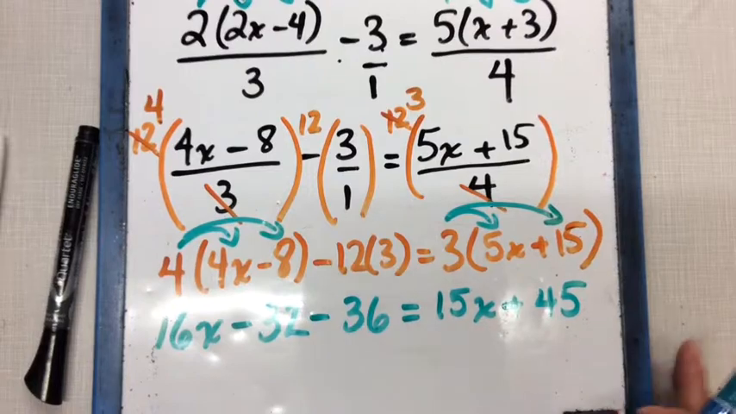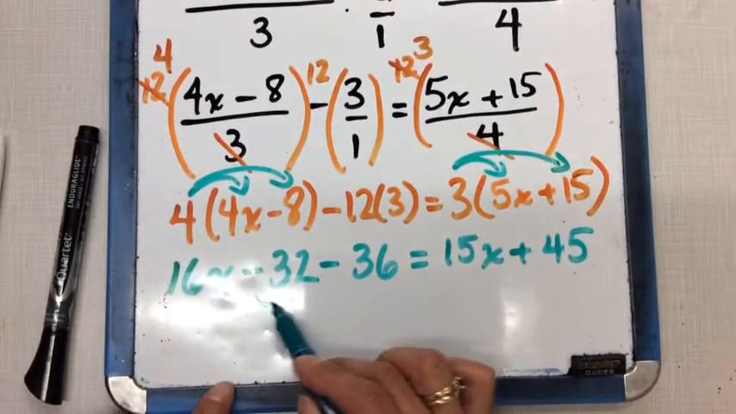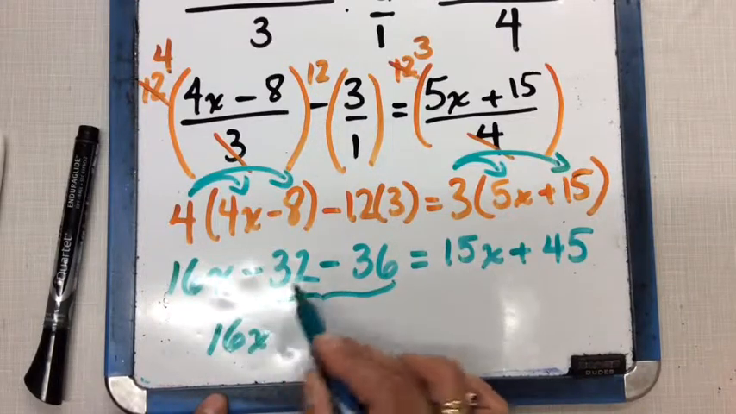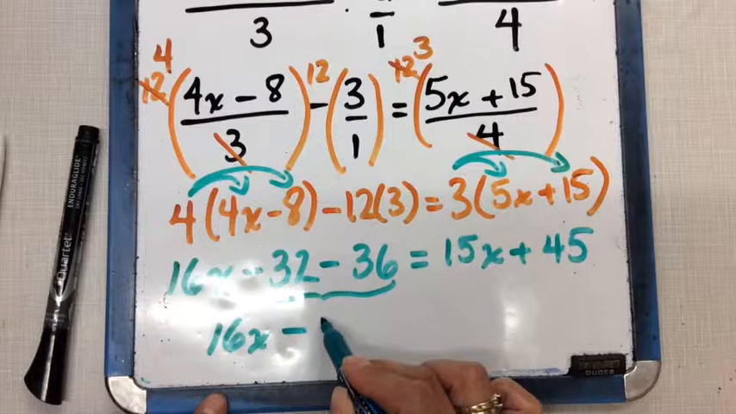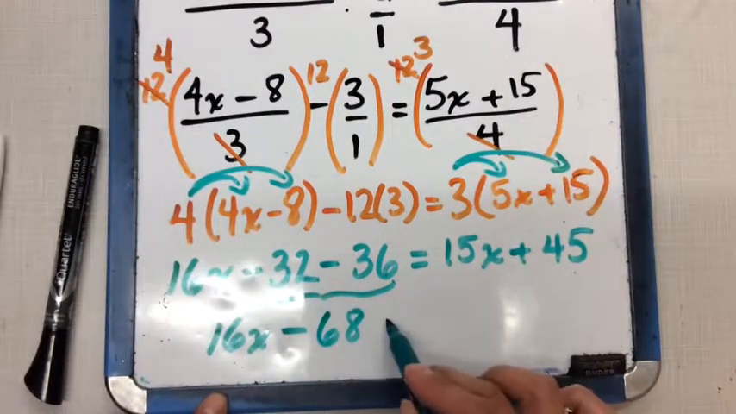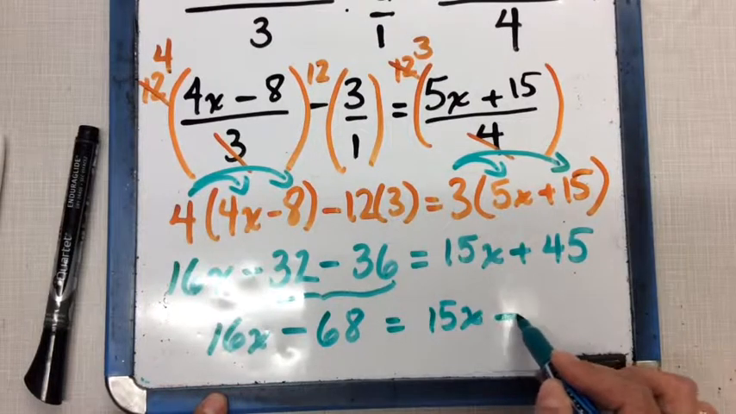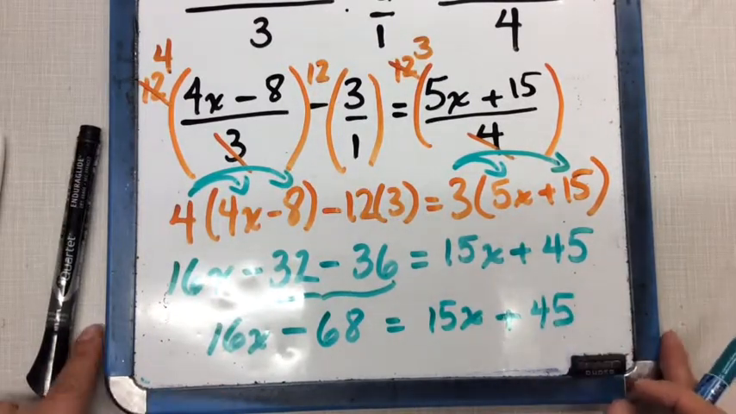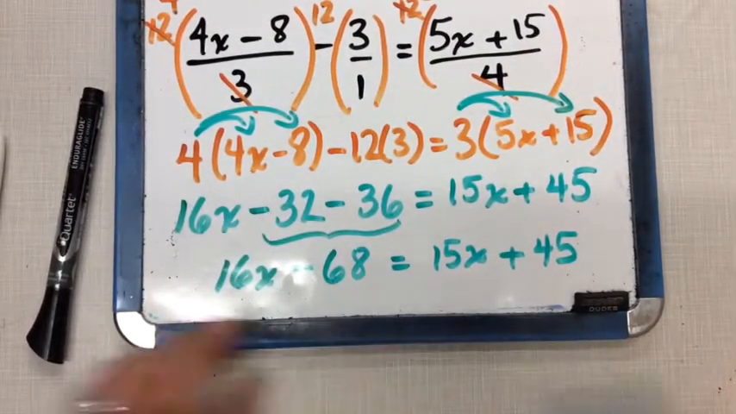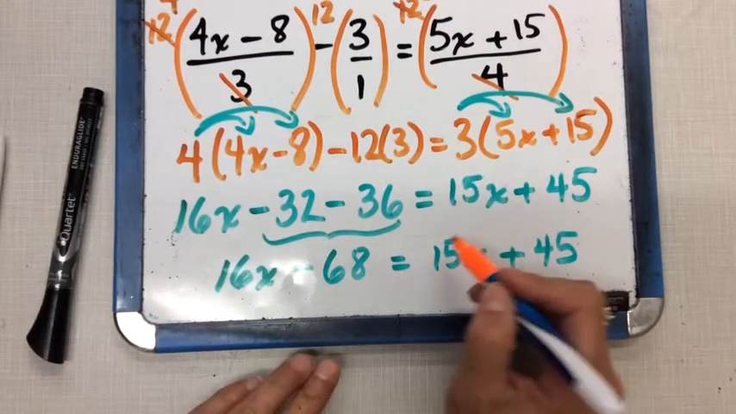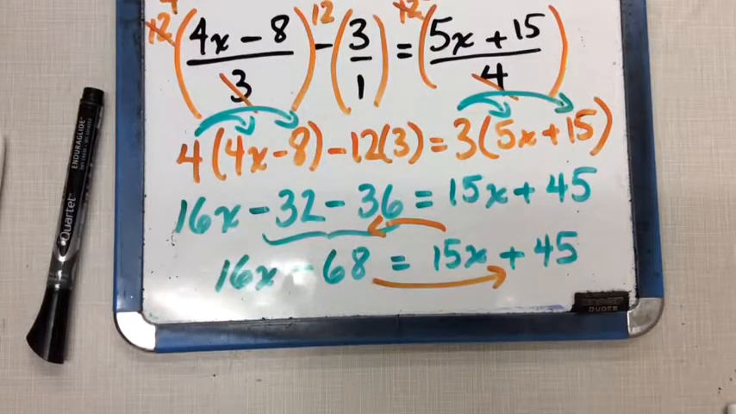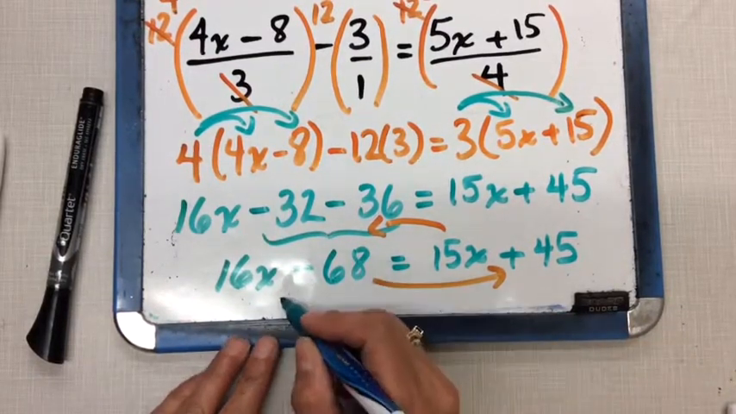Let's see if we can simplify any of these sides. Well, these are numbers here. We can simplify those. So that's 16x minus 68, negative 32, negative 36 equals 15x plus 45. Now I've got x's on these two, and I've got numbers here. So let's throw some things overboard. This one's going to go there, and that one's going to come over here. And let's see what that gives us.